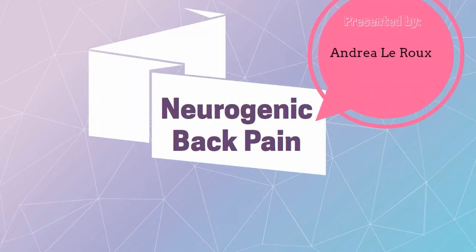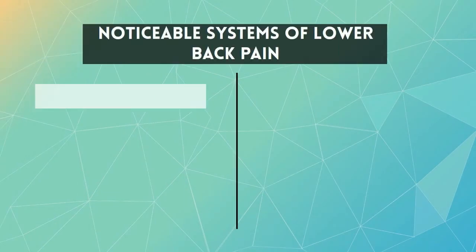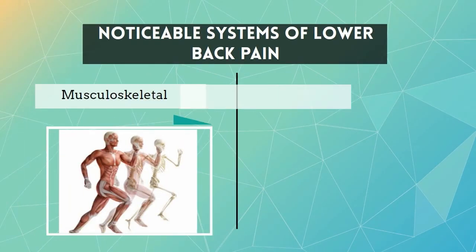Neurogenic back pain. It is important to remember that lower back pain can be caused by pathology in different organ systems or a combination of pathologies. The most notable systems involved in lower back pain are the musculoskeletal and neurological.